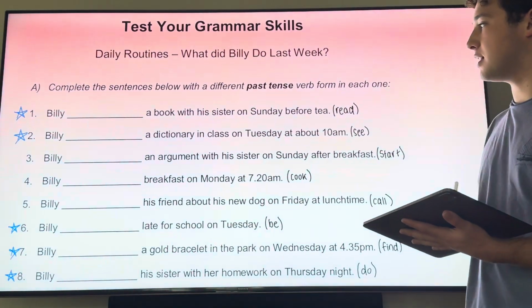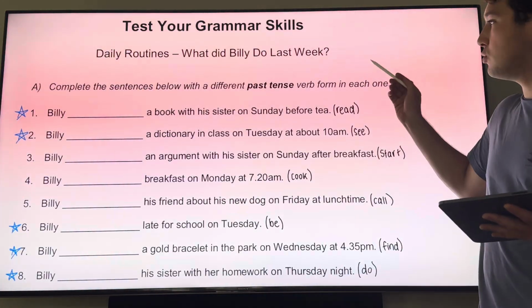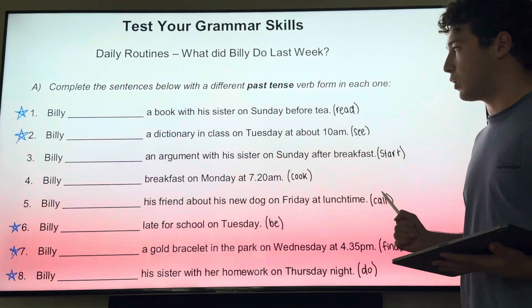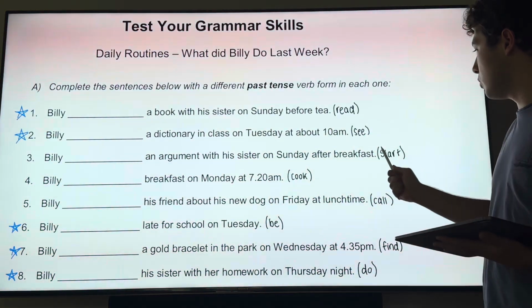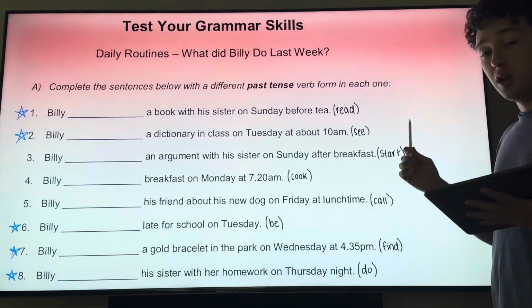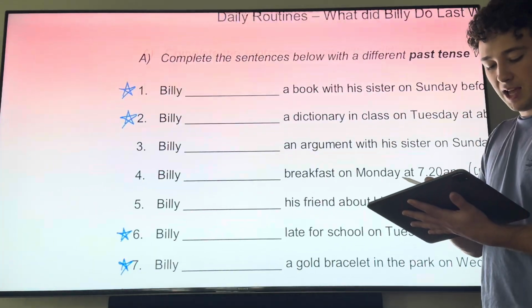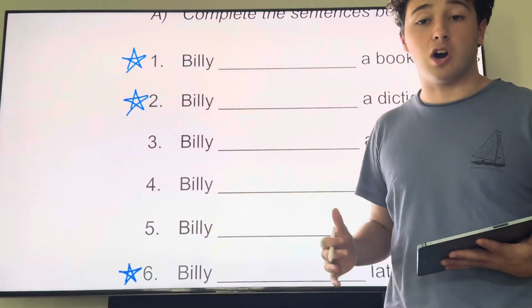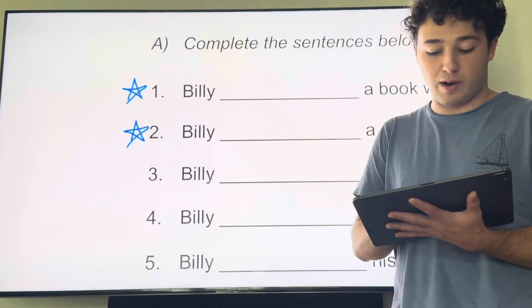Okay, continuing to the next page, we now have this exercise. In this exercise, it asks you to use the past tense, past simple form for each of the words. Now, they give you the word here. Notice that over on the left, some have stars next to them. These stars mean it is irregular.